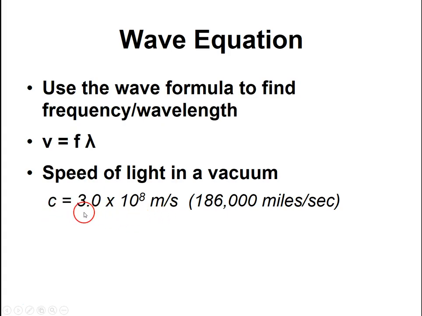In fact, this is the highest speed known to humans, which would be 3 times 10 to the 8th meters per second. Just to give you some perspective, that would be 186,000 miles per second. So we're talking about extremely high speeds here. In fact, the speed of sound was only 343 meters per second. So this is 300 million, so much, much, much faster. The symbol we use is c for just in a vacuum.